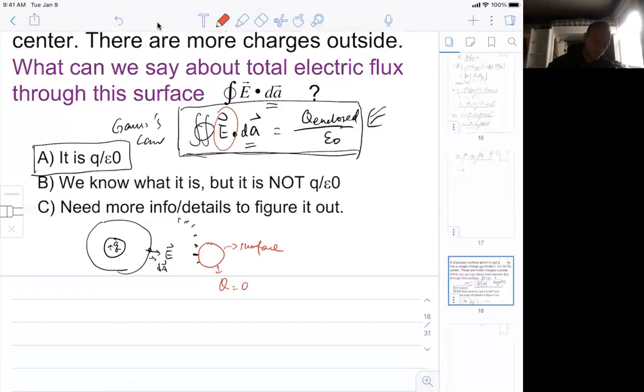And for my flux, you can see the E field is coming in and going out. The same that comes in also leaves. So I have zero flux. So you can enclose zero charge.